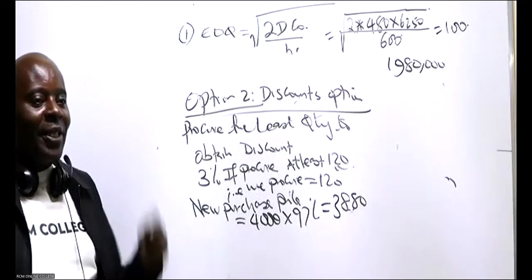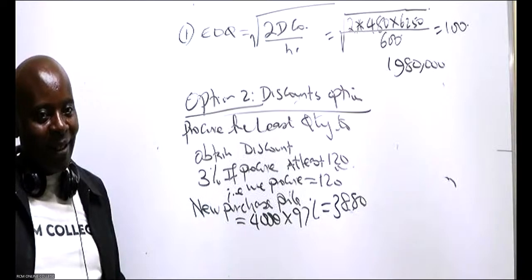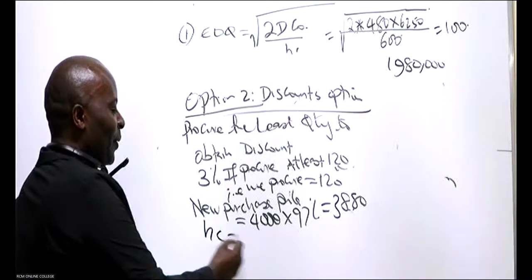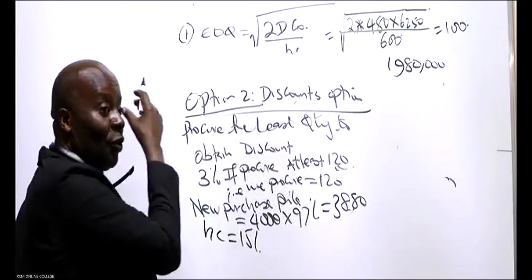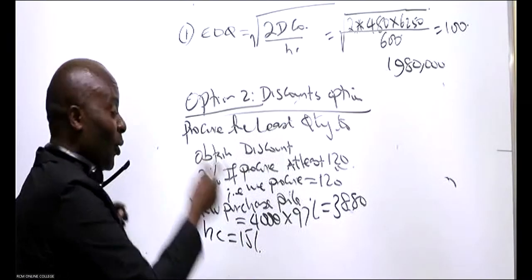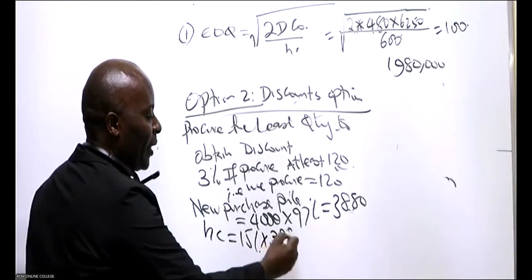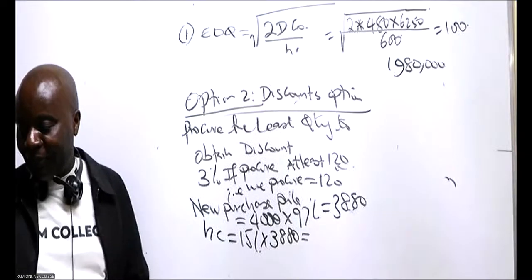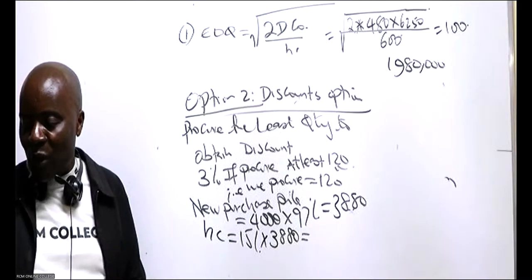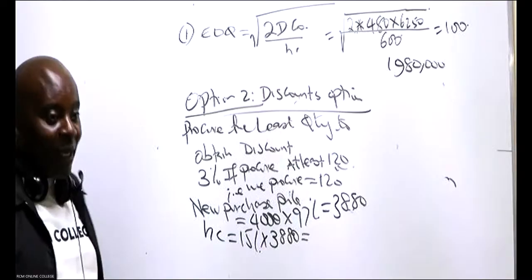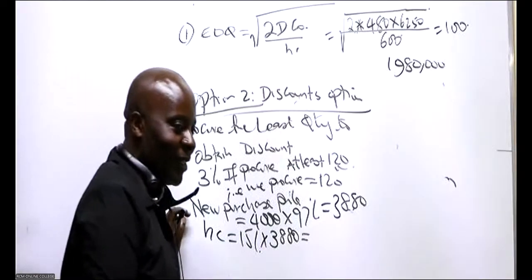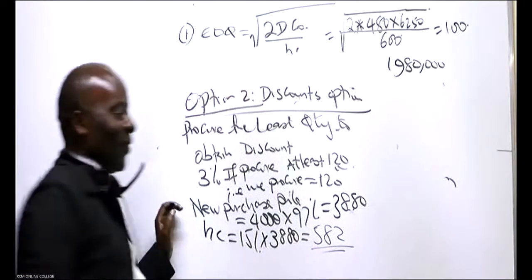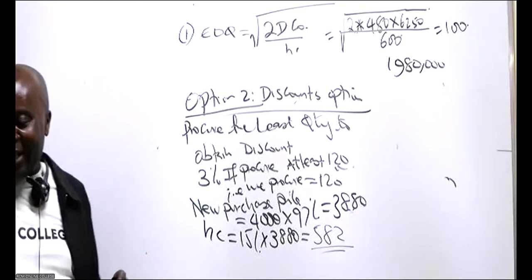Now, once the price changes, something else will change. The holding cost per unit per annum. HC will change. Do you remember that HC was a percentage of price? The holding cost was 15% of 3880. So are you able to give me this figure now? 582. Have you rounded off? Don't round off. 582, right? All right. Then go ahead.